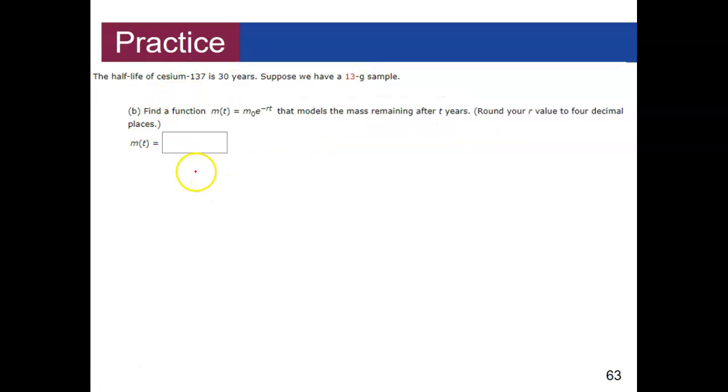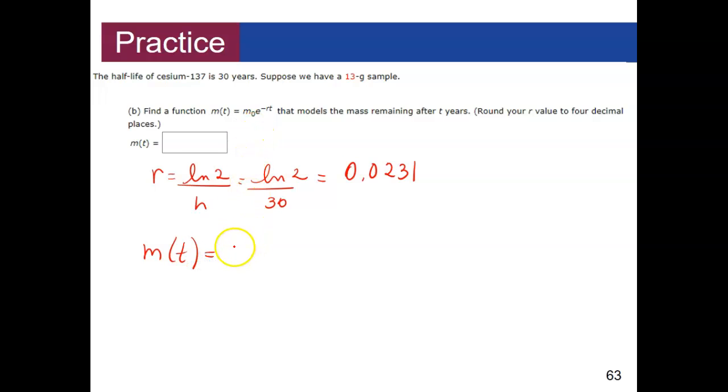Okay, for the next one, we need to convert here. So we're going to need to know what our R is. And R is the natural log of 2 divided by H. So the natural log of 2 divided by 30. And that's going to give us 0.0231 because we want to round this to 4 decimal places. So now we're ready to put it into our equation. Our starting value is 13, and then we're going to have e to the negative 0.0231, and then we'll keep our t in there when we're talking about the model there.